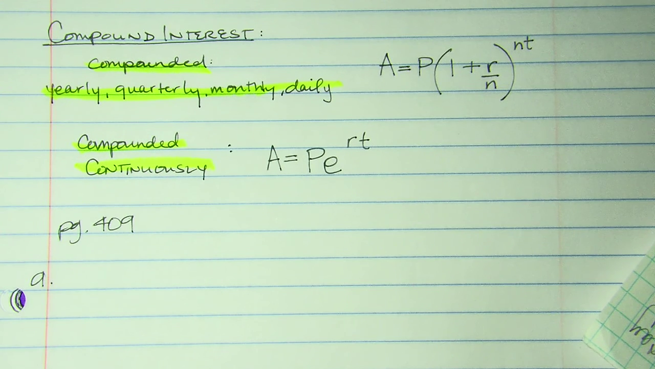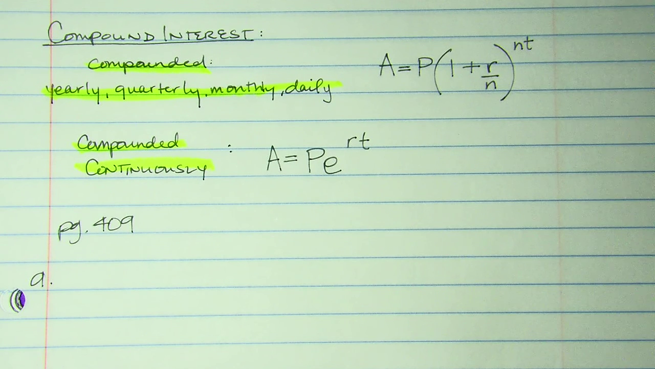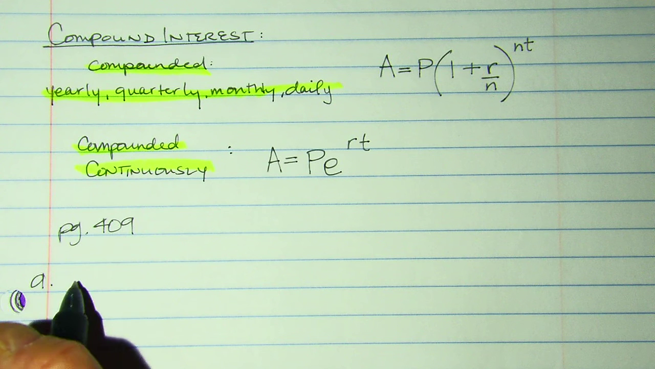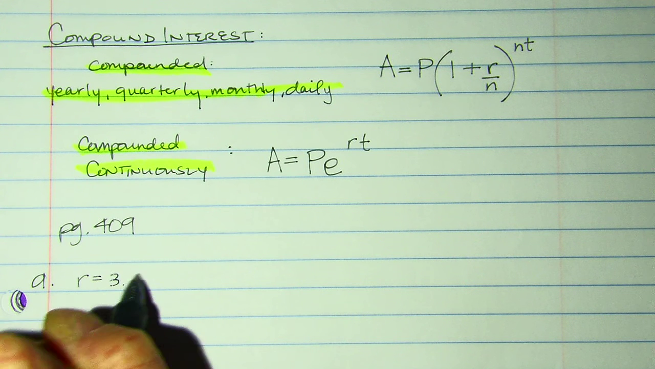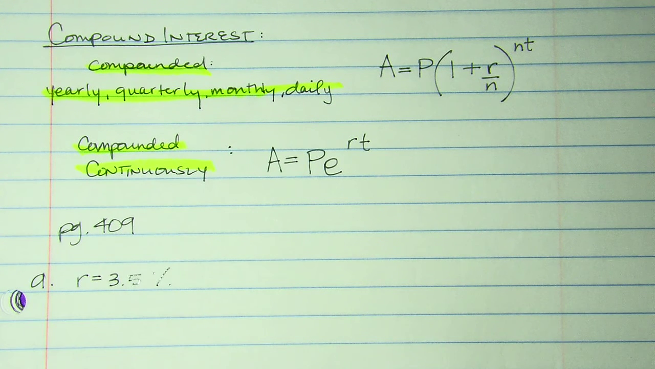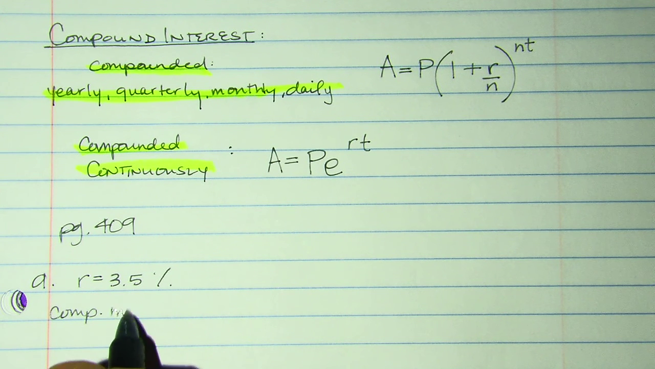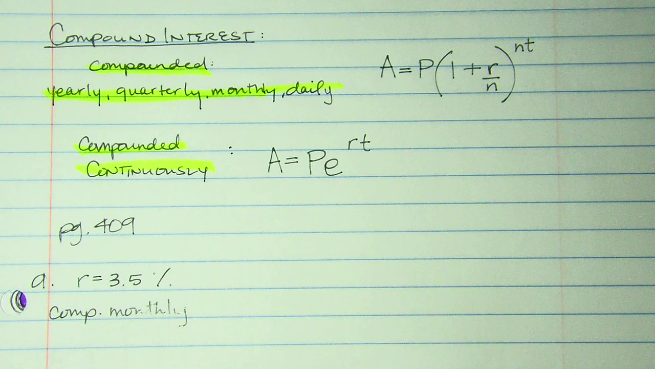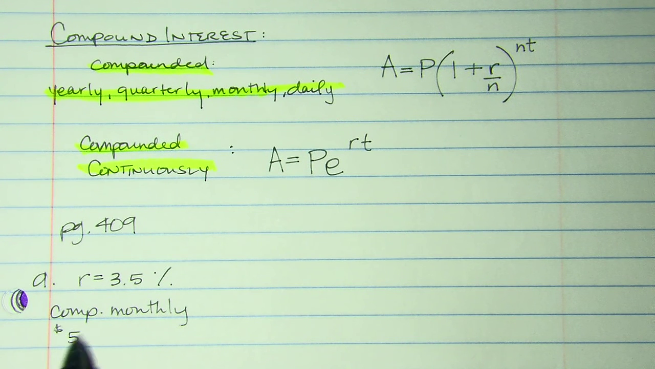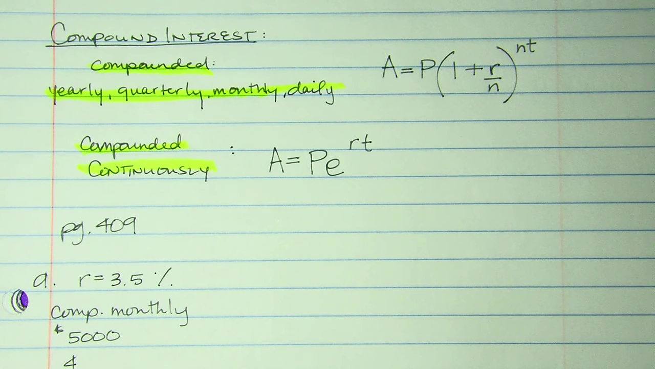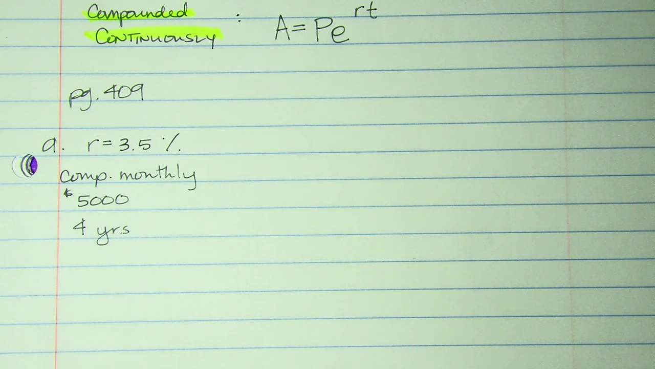So part A: a savings account had an annual interest rate of 3.5%, compounded monthly. If the account begins with a principal balance of $5,000, what will its value be after 4 years? So this is the information that is important out of this, and I'm going to label the pieces.